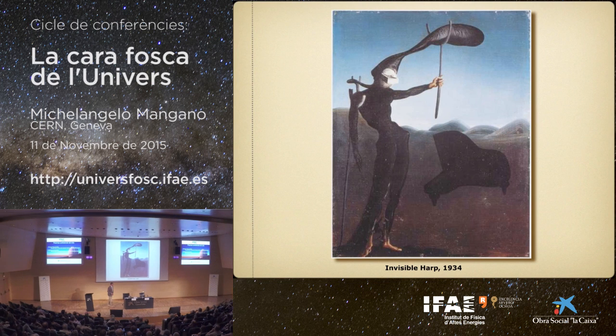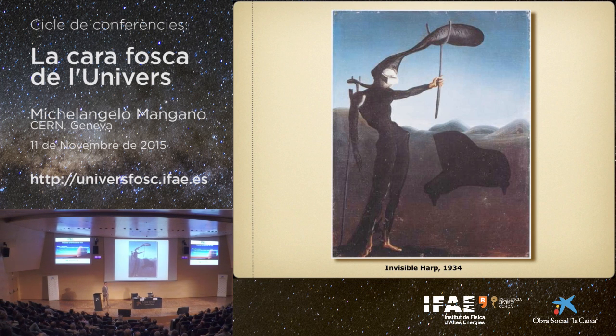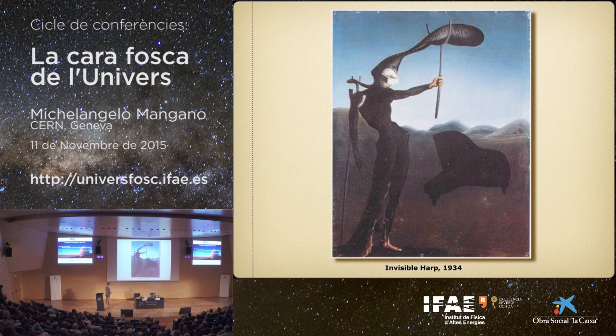Now, this is another picture, again, by Dalí, who was a bit obsessed with this idea of the relation between visible and invisible. It's called the invisible harp. Now, it's not obvious that there is something invisible here because we do see objects. Even less obvious is that it's actually a harp.